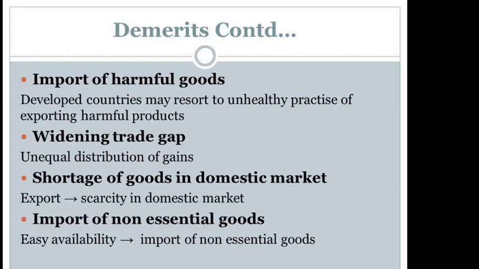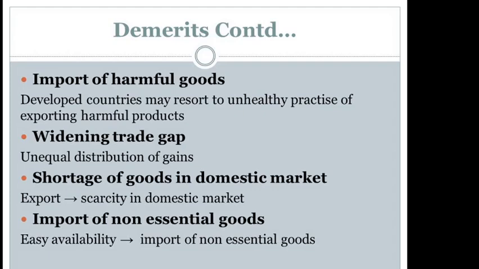But when you take the case of developing economies, they are importing a lot of commodities and services while their export is less. So when you take the case of developed economies, they are having a favorable trade balance. Their export is greater than import. But in the case of developing economies, their import is greater than export and they are having an unfavorable trade balance. So this widening trade gap is one of the demerits of international trade.